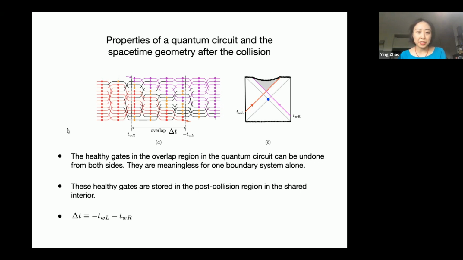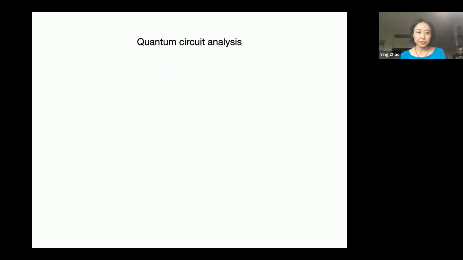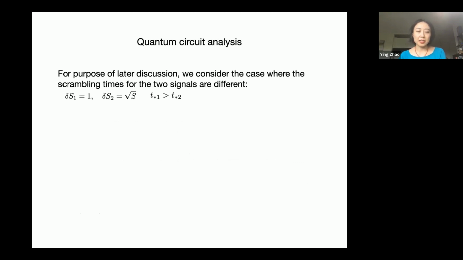And for the rest of the discussion, as we said before, it's intuitively clear that when the overlap gets larger, the collision gets stronger. So everything will be a property of this overlap. We'll call it delta T here. It's the definition. I think it's obvious from this picture. And let's first do some quantum circuit analysis.